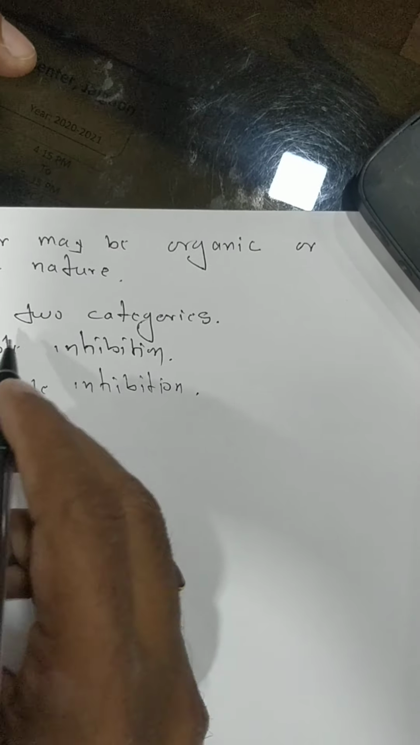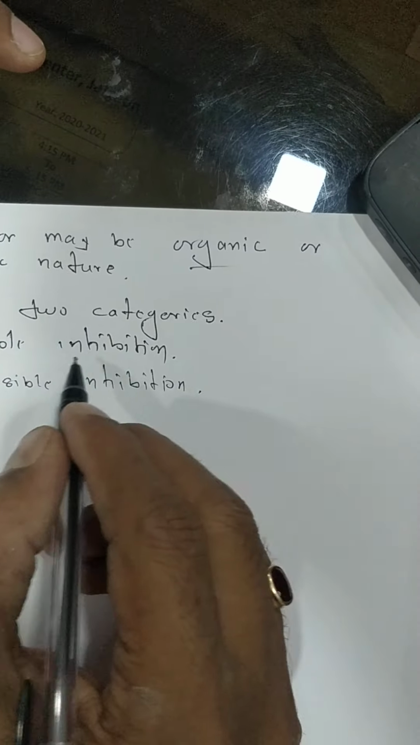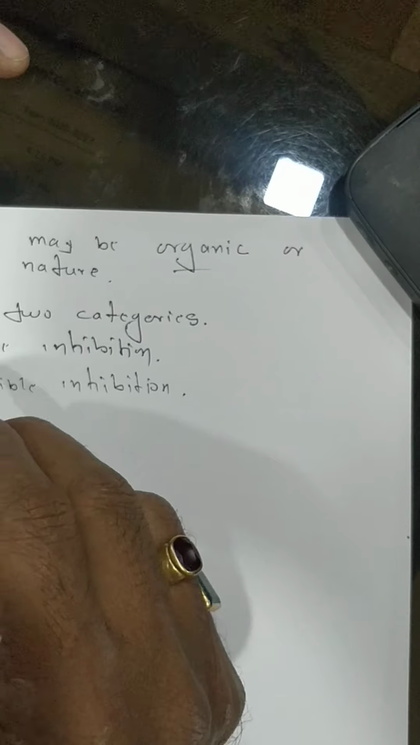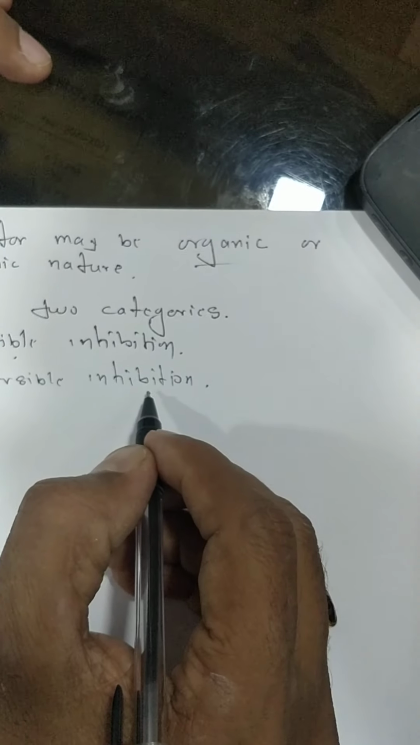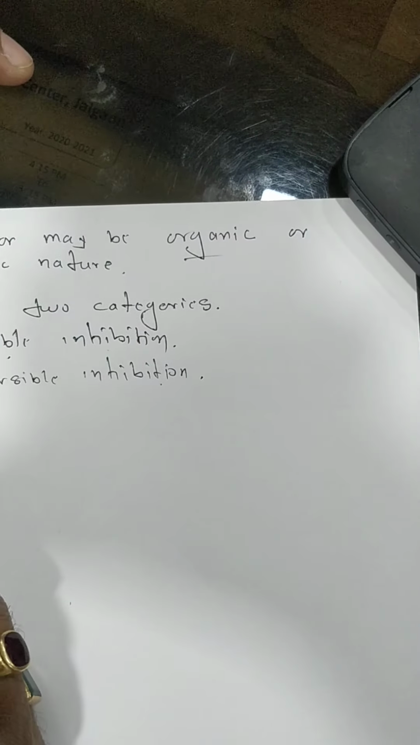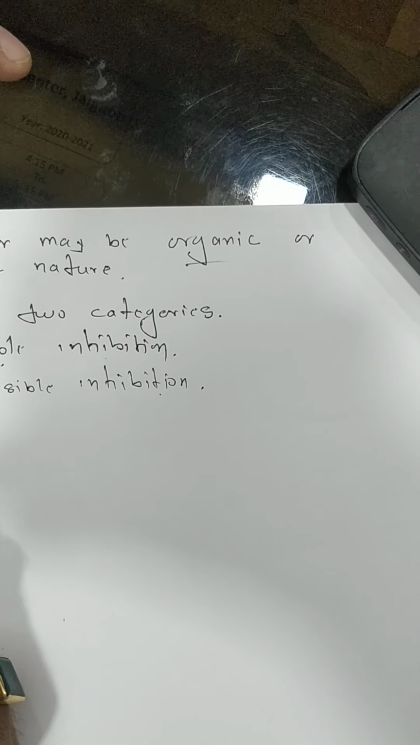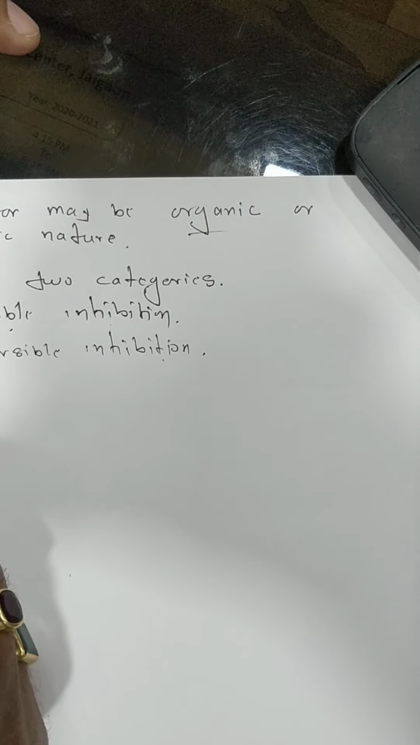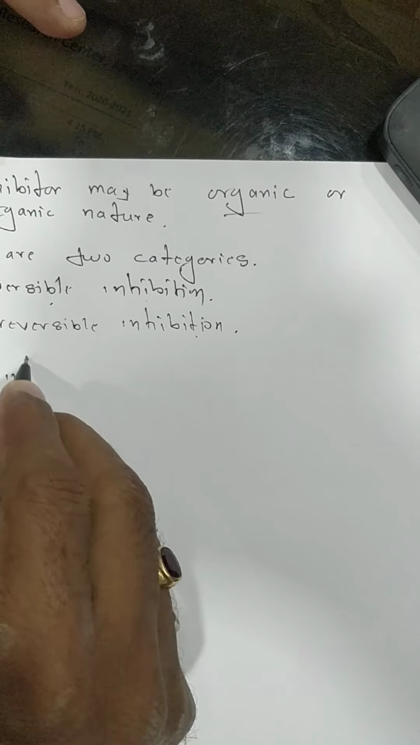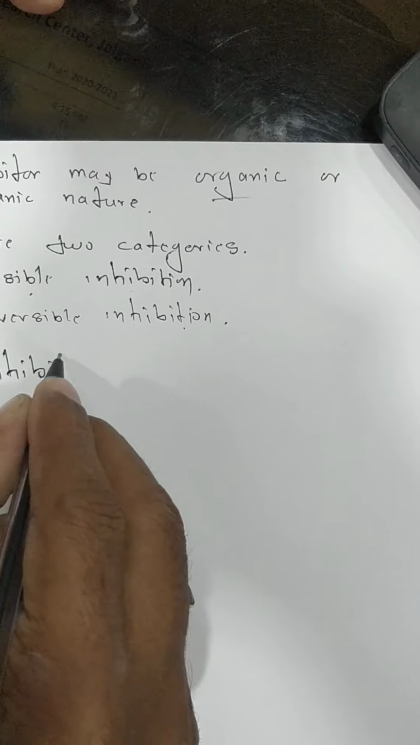Now, inhibitors may be organic, and there are only two types: reversible inhibition and irreversible inhibition. Irreversible is permanent, reversible is not permanent. Now, let us see reversible inhibition.